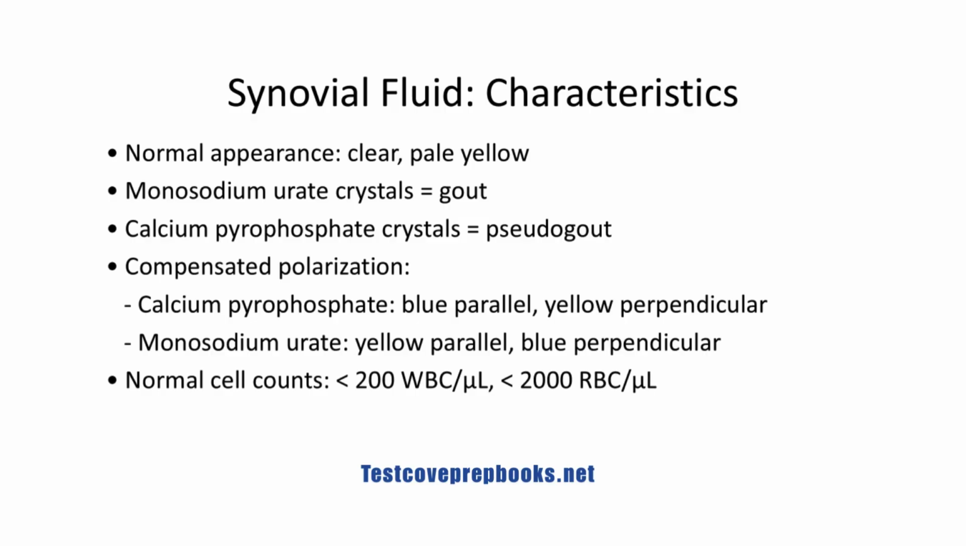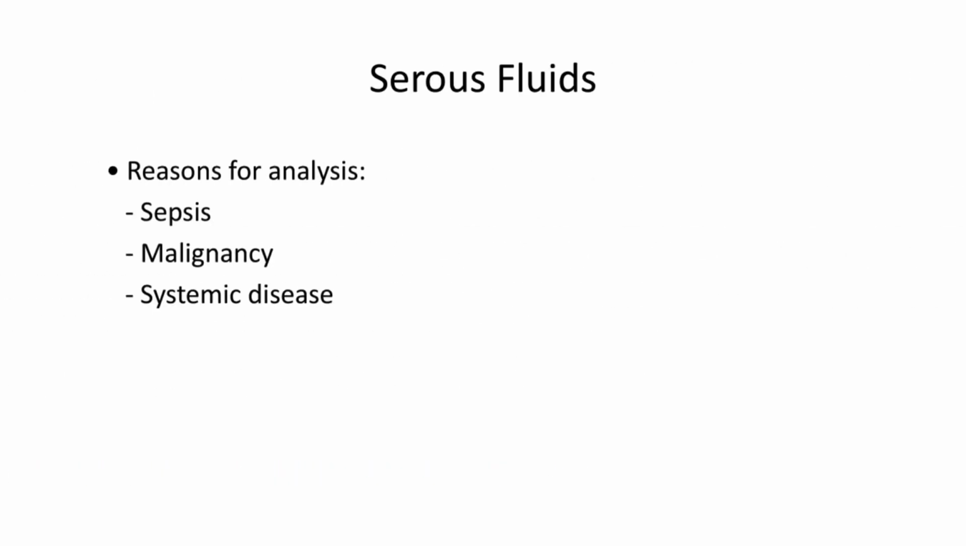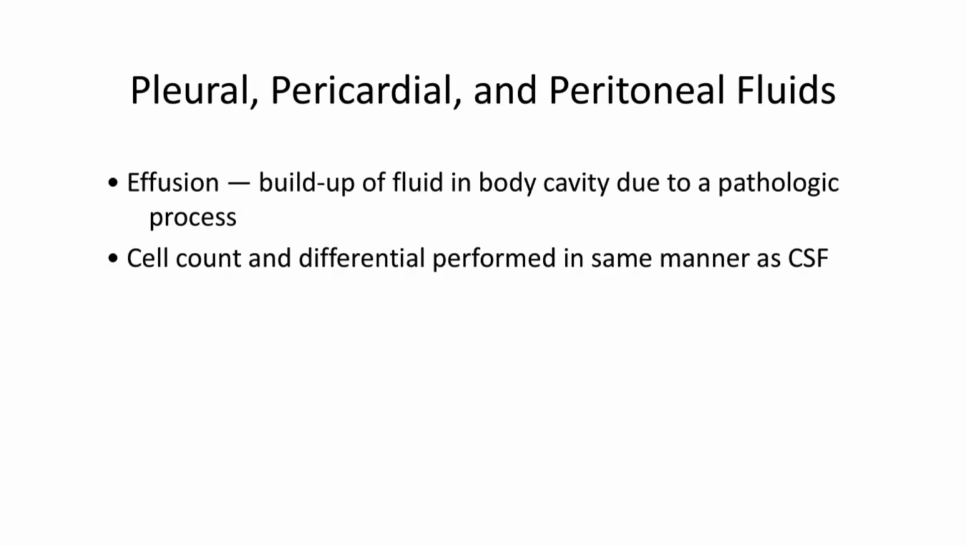Normal cell counts in synovial fluid are fewer than 200 white blood cells per microliter and fewer than 2,000 red blood cells per microliter. Serous fluids are typically examined in cases of sepsis, malignancy, or systemic diseases. In pleural, pericardial, and peritoneal fluids, effusion refers to the pathological buildup of fluid in the body cavity. The cell count and differential are performed in the same manner as cerebrospinal fluid.